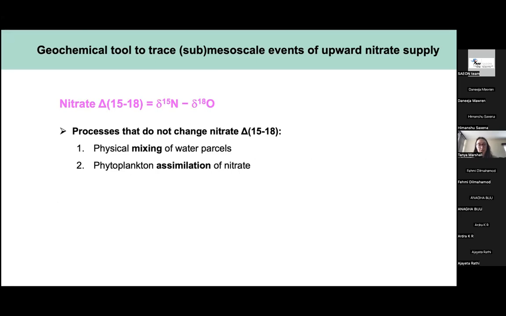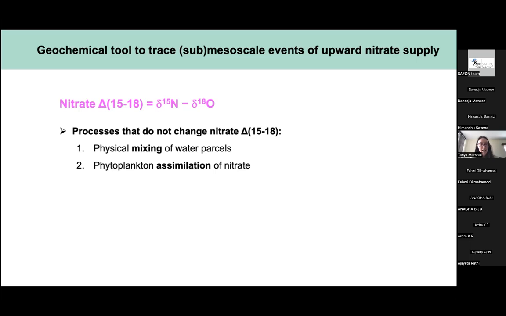So I'm going to introduce another tool, a geochemical tool. So it's nitrate delta 15-18, and I'm introducing it because this tool can actually overcome the two challenges that I just identified. So nitrate delta 15-18 is defined as the delta N15, so the nitrogen isotope ratio of nitrate, minus the delta O18. So this is just the oxygen isotope ratio of nitrate. But just think of this as a tool. It's a tracer. And there are processes that change delta 15-18, and I'm not going to get into that too much today. But what is important is that there are processes that do not change nitrate delta 15-18.